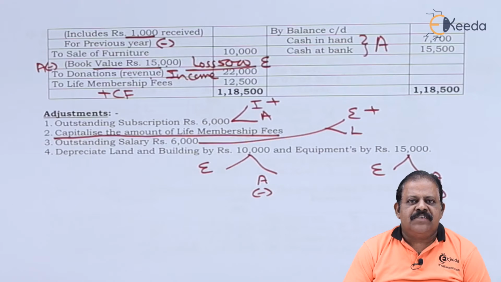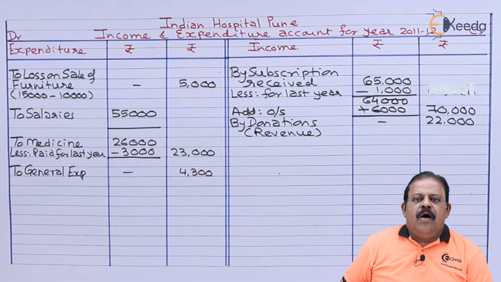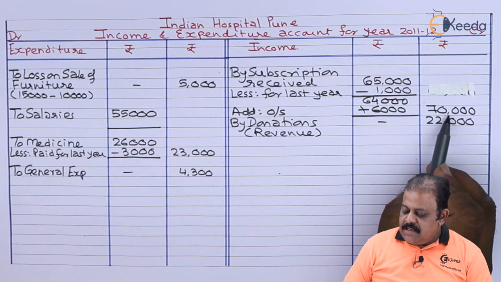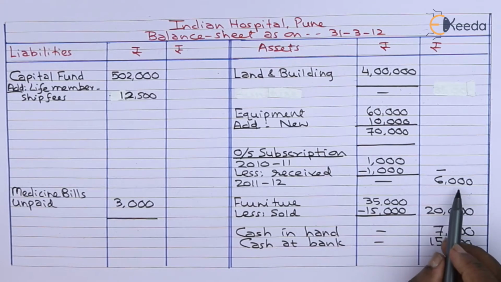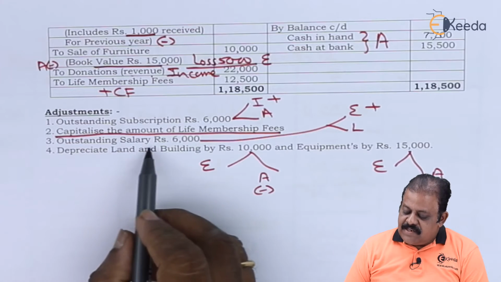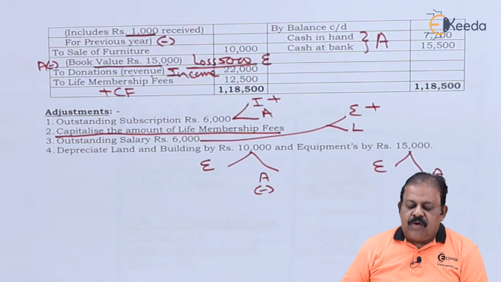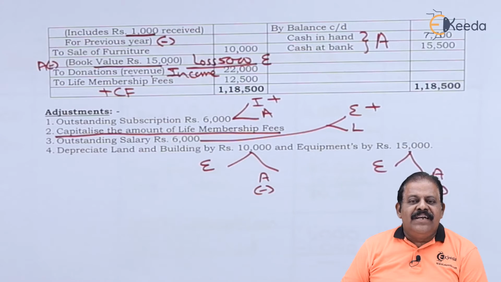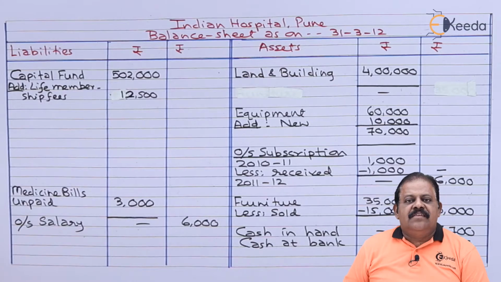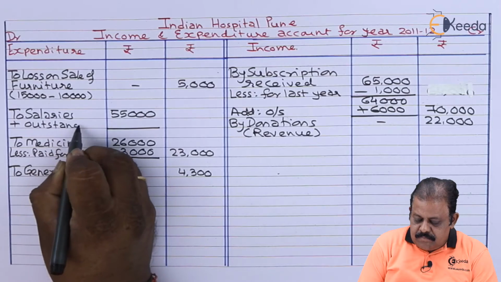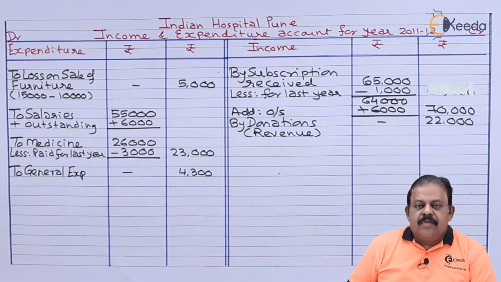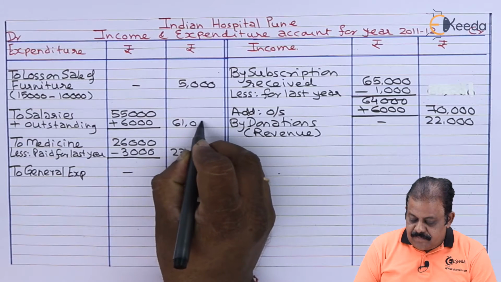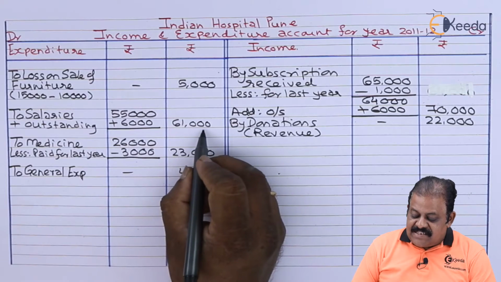Let us discuss adjustments. Outstanding subscription 6,000. Outstanding subscription added here. It has become now 70,000. Second effect here on asset side. Outstanding subscription for 2011-12 amount is 6,000. Outstanding salary 6,000. We'll have one effect on liability side. On liability side, we have recorded outstanding salary 6,000. Here on expenditure side, outstanding salary we have added 6,000. So it is now 61,000.